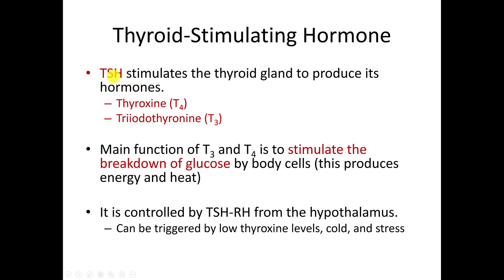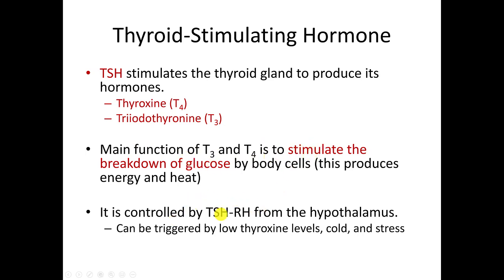It is released from the pituitary gland, it travels to the thyroid and tells the thyroid to release other hormones. And the other hormones that get released are called thyroxine and triiodothyronine, which I know is a mouthful. So a lot of times we just call these T4 and T3. Now, the main function of these thyroid hormones is to stimulate the breakdown of glucose by your body cells. So this actually helps to produce energy and it produces body heat. And we will talk more about T3 and T4 towards the end of this chapter.